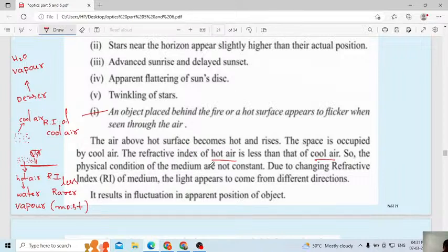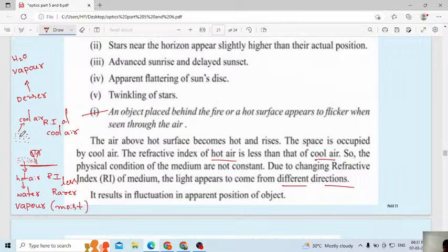So the physical conditions of the medium are not constant, due to the changing refractive index of the medium. The light appears to come from different directions. See here what will happen when you keep any hot object near this surface, or if there is any fire. When this air is in contact with the fire or hot region, it will become hot, then it will move up.